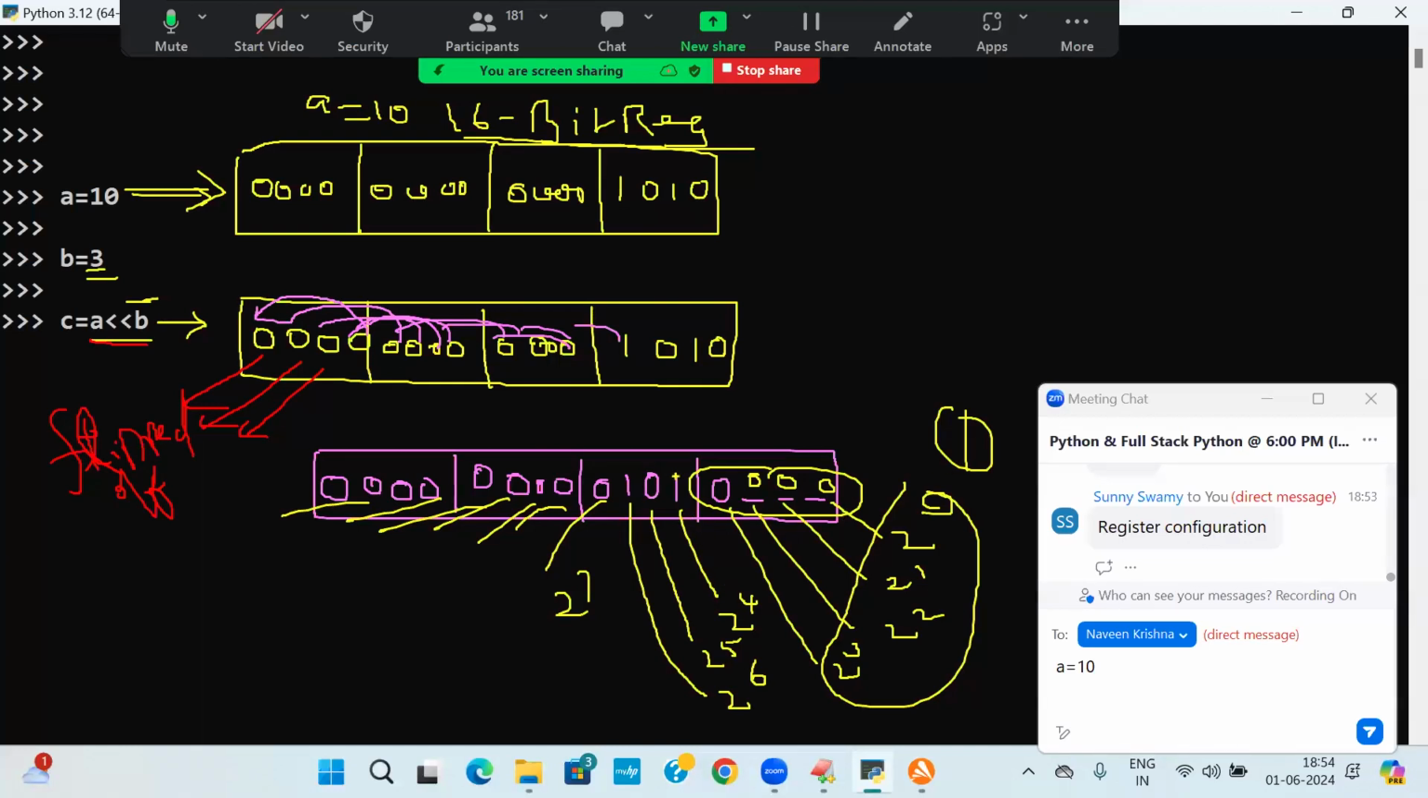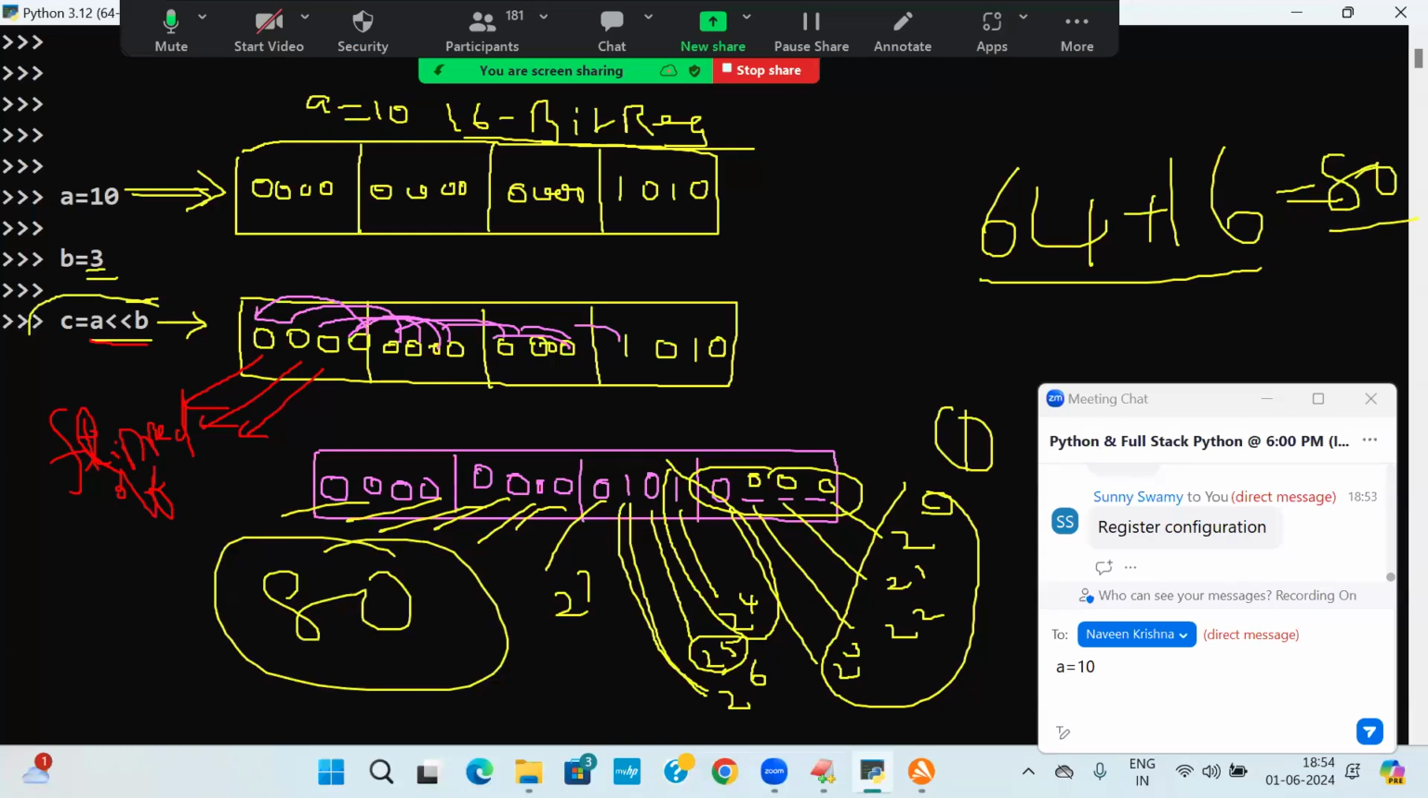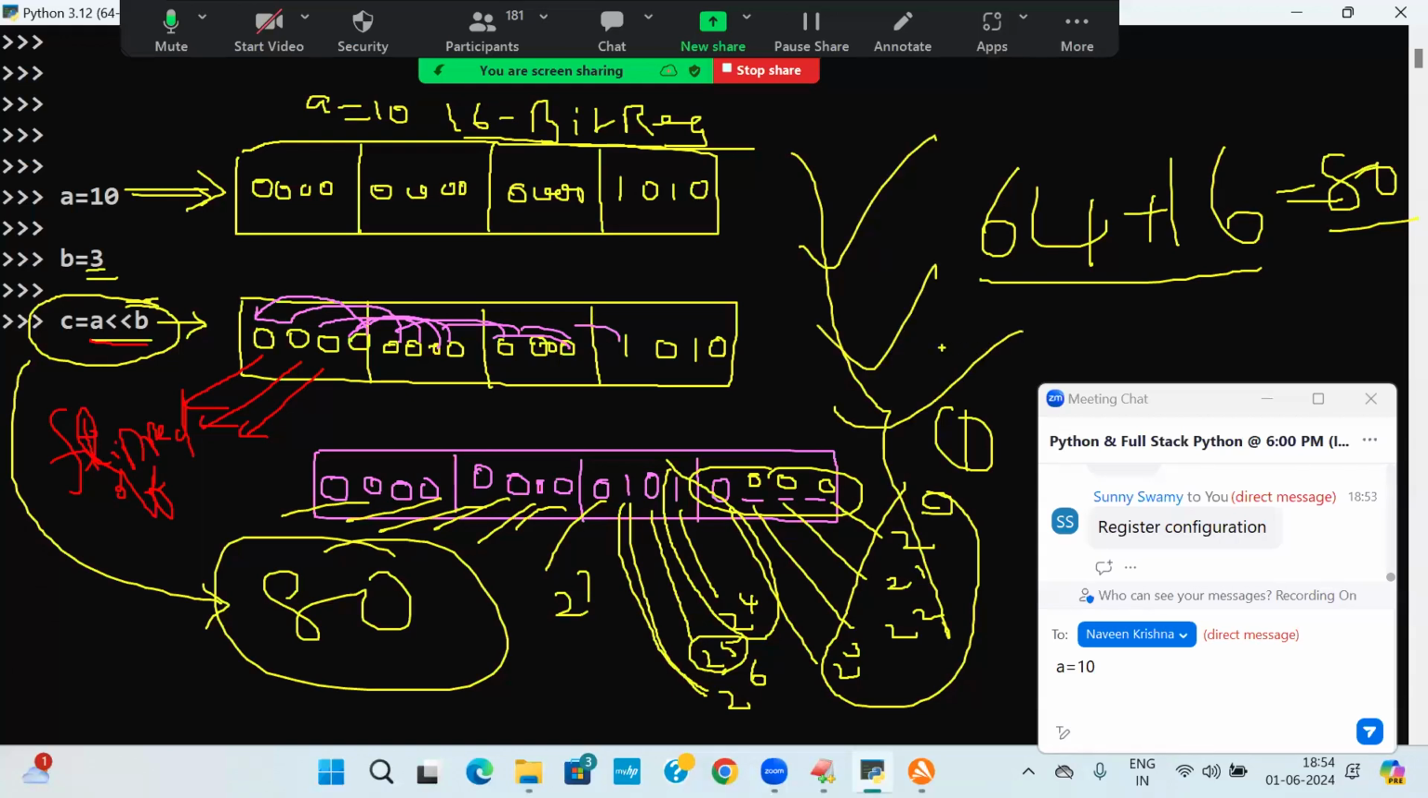1 into 2 to the power of 4, how much? 16. Plus 0 into 2 to the power of 5 is how much? 0. 1 into 2 to the power of 6, how much? 64. 64 plus 16, 80 is the answer. When I say C is equal to A double less than B, the answer is called what? 80. This diagrammatic representation you must explain.